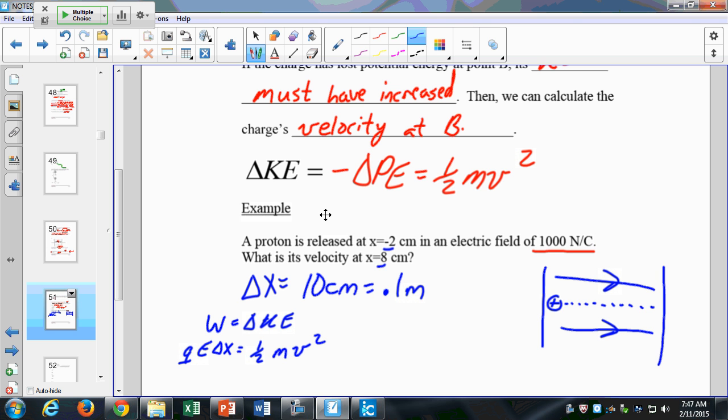I'm going to give you the mass of our proton and electron. Mass and charge. You all should know these though. They're just good numbers to know. The mass and the charge of a proton.